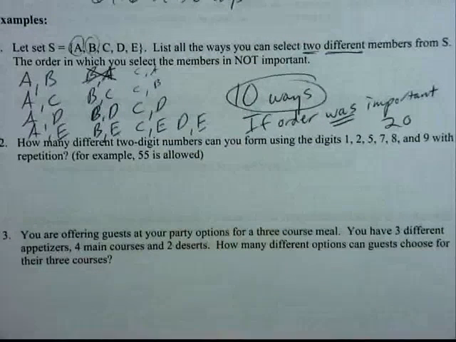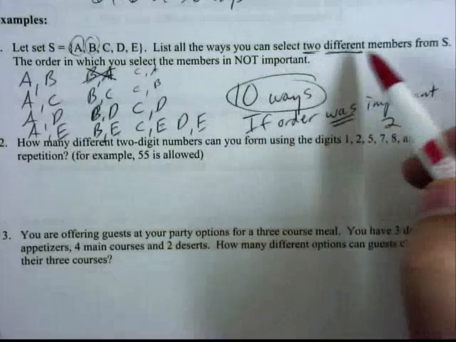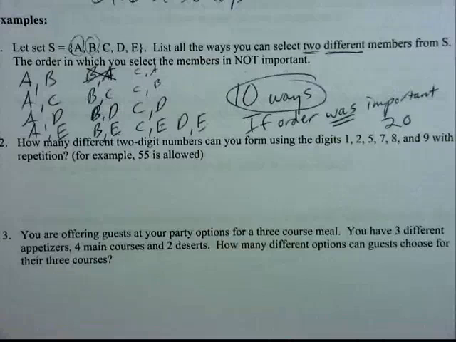So the verbiage that you're looking at is going to make a difference, whether the order is important, whether you're talking about different members or similar members. All those things are going to be important as you go through the problem. Let's look at the second one.